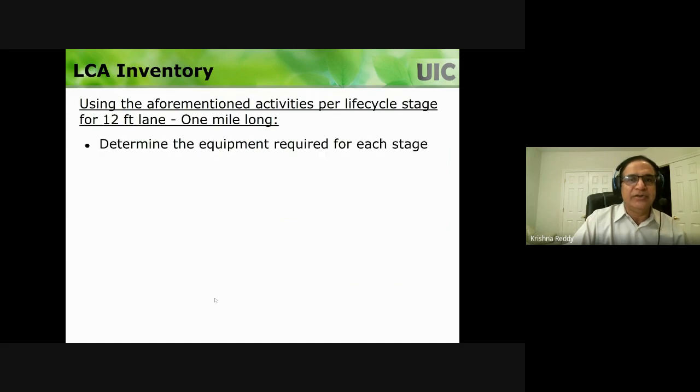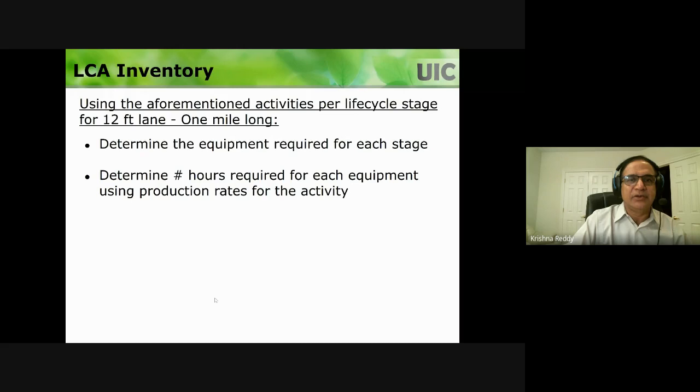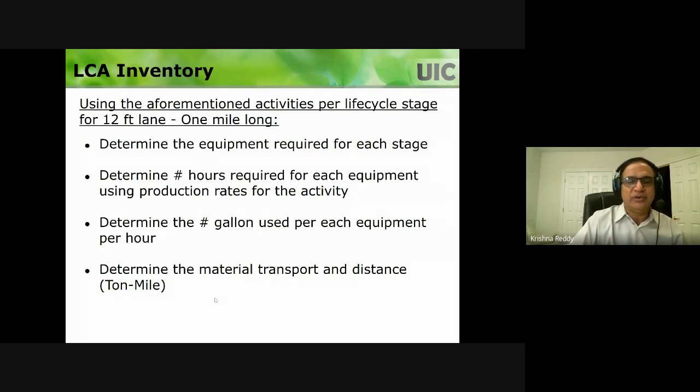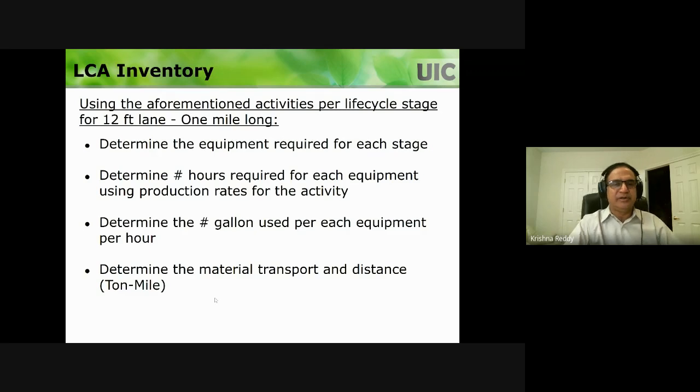So basically, you need to consider all the equipment that is going to be used, each life cycle stage, how many hours we're going to use it, and how many gallons of gasoline we're going to use. And then also, the materials are going to be transported, right? Transported to the site or from the site. You need to know how much material you're going to transport and what the distance is. So the weight is in tons, and the distance is in miles. So we multiply those things. It's called ton-mile. That's the input that you need to provide in this kind of analysis.